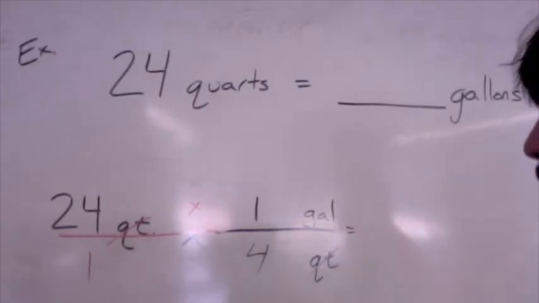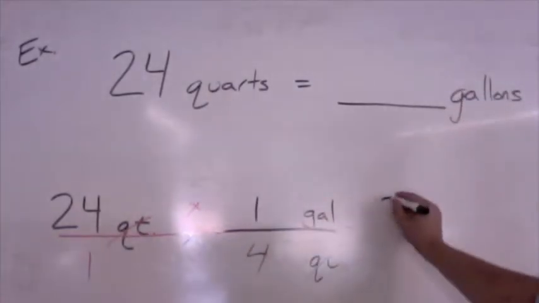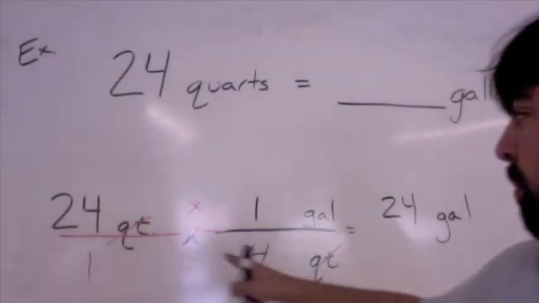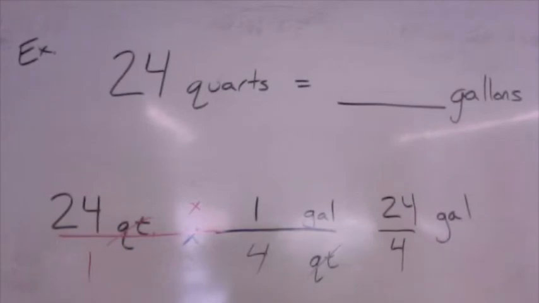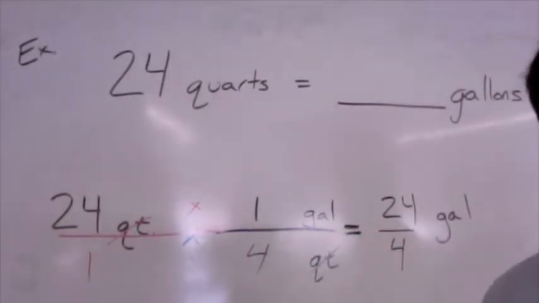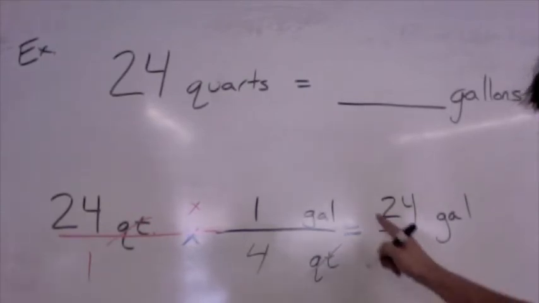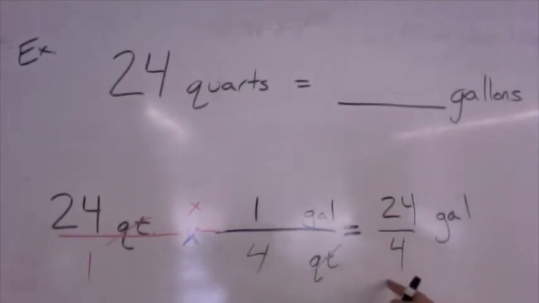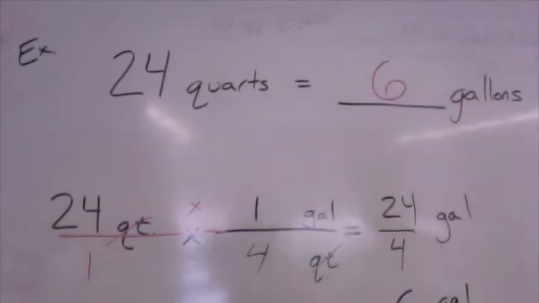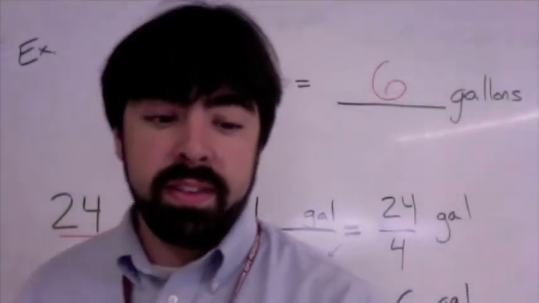So this equals 24 times 1 is 24. The gallons carry over. 1 times 4 is 4. Let's make sure you guys can see that equal sign there. A little bit of glare. Sorry about that. And then 24 divided by 4 will give us our answer. 24 divided by 4 is going to be 6 gallons. We'll write that right up here. There's our next example of that.